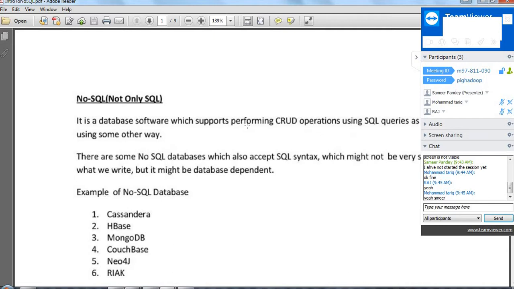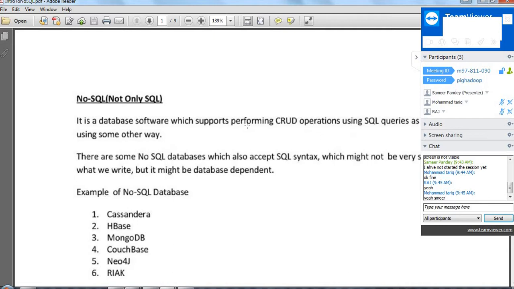When I say NoSQL, what comes into the mind? What do you mean by SQL? SQL is a structured query language. It's a kind of language where you write a query on a structured database to get the result. This is what SQL means. But when I say NoSQL, it doesn't only mean not only SQL. A lot of things are involved.